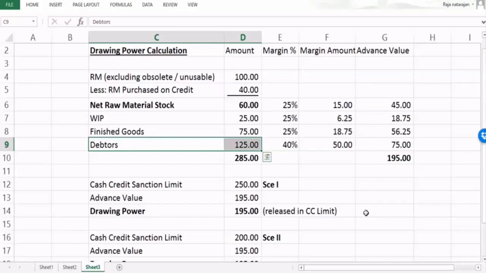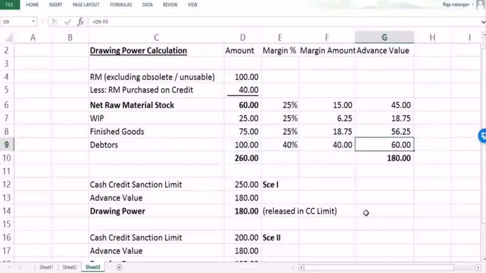So let's say the credit period is 90 days, and this 125 million includes 25 million worth of debtors which are above 90 days. Then those have to be excluded. So from this 125, I'm going to subtract 25 million worth of debtors because they are above 90 days. Why am I removing them? Because the bank has accepted only 90 days as the credit period.